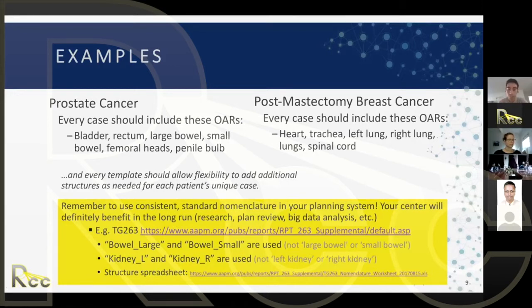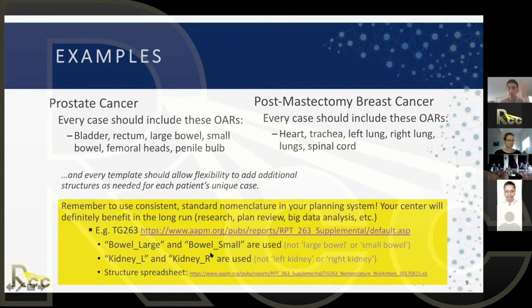Remember to use consistent and standard nomenclature when you're putting these in your planning system. When you're labeling the name of your contour, I recommend using the TG263 nomenclature. So large bowel would always be written as Bowel_Large, and small bowel would be written as Bowel_Small. Kidneys would be written as Kidney_L for left and Kidney_R for right.